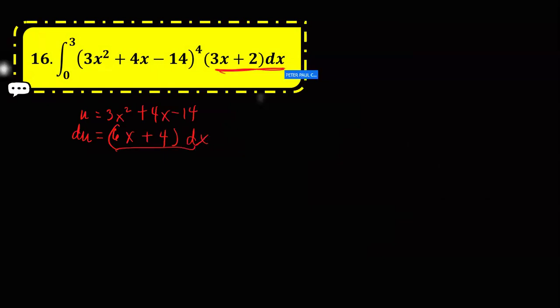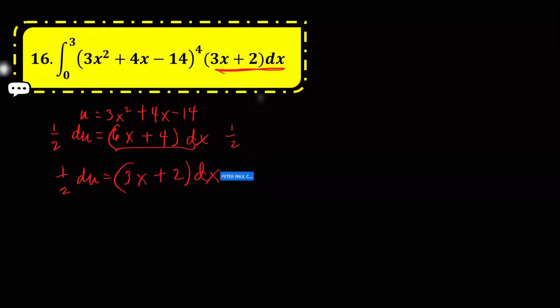We do not need 3x plus 2. So what we're going to do here is to multiply 1 half, right? So we'll get 1 half du. So 1 half of 6x is 3x plus 2 dx. So we need an integrating factor 1 half, integral of u to the fourth, then du. So that becomes 1 half times u to the fifth over 5. Then it becomes u to the fifth.